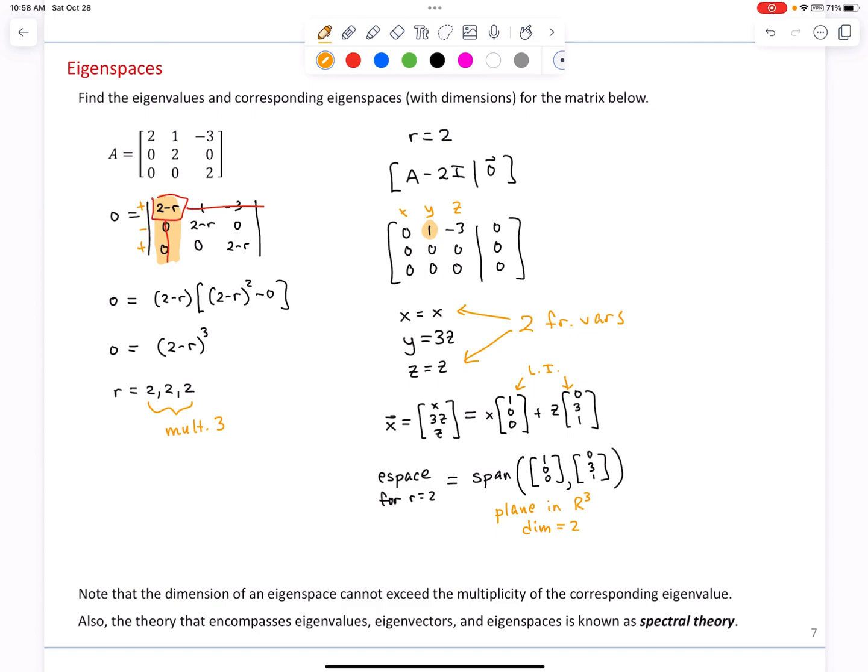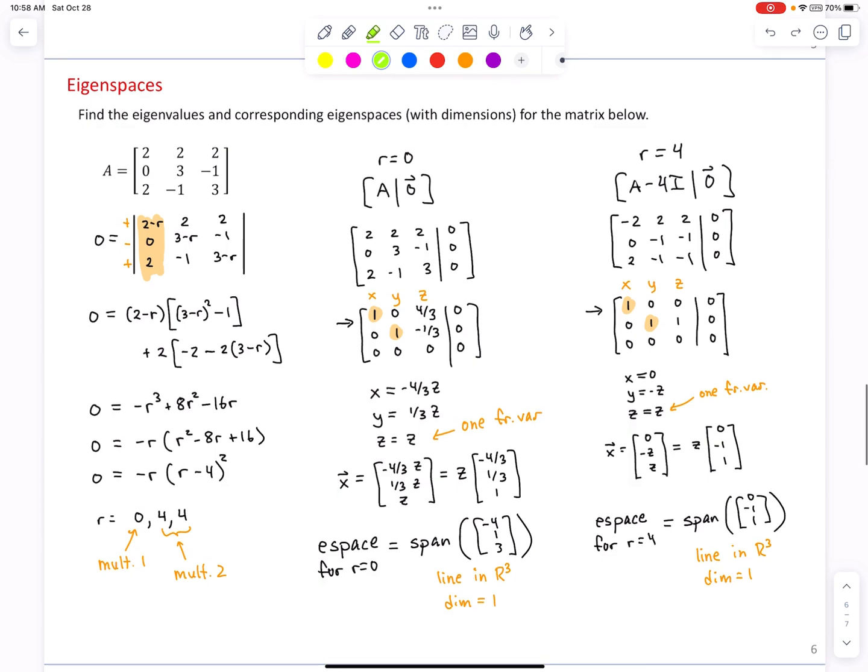A couple last things to note down here at the bottom. Note that the dimension of an eigenspace cannot exceed the multiplicity of the corresponding eigenvalue. Let's examine that for each of the problems that we did. So here the dimension of our eigenspace was 2, and it cannot exceed the multiplicity of that eigenvalue, which is 3. An eigenvalue with multiplicity 3 will have at most 3 vectors in the basis of its eigenspace. In this case, we only had 2.